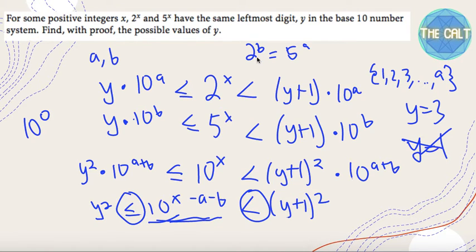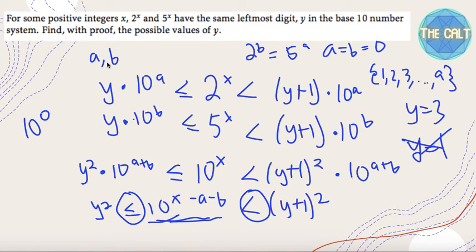And notice that 2 to the power of b is an increasing function, and 5 to the power of a is also an increasing function. And since it's exponential, 5 to the a rises faster than 2 to the power of b. So they'll never be equal unless a equals b equals 0, because then both of them will be equal to 1 and the equation is satisfied.